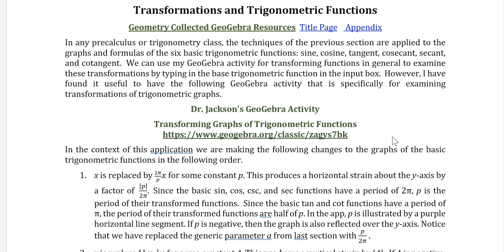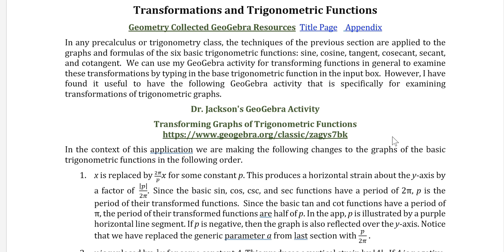We're going to continue looking at how we can apply the things that we've learned about transformations of graphs of relations, specifically functions, to trigonometric functions. In any good pre-calculus or trigonometry class, the techniques of the previous video are applied to the graphs and formulas of the six basic trigonometric functions: sine, cosine, tangent, cosecant, secant, and cotangent.